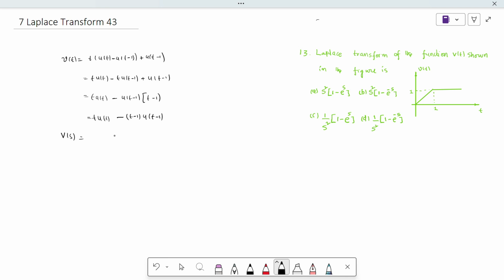Now apply the Laplace transform. So that equals 1 by s square, minus, here also 1 by s square, but for the shifting we need to write e power minus s into t naught, which equals 1. So we get 1 minus e power minus s, by s square. So this is 1 by s square into (1 minus e power minus s). So option D.